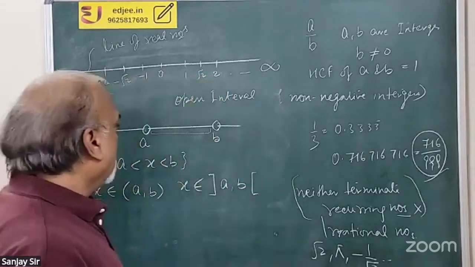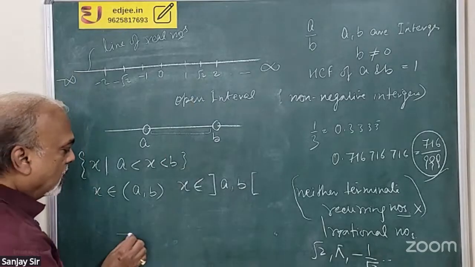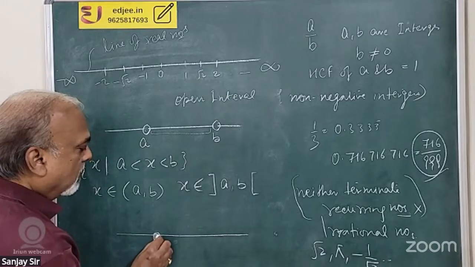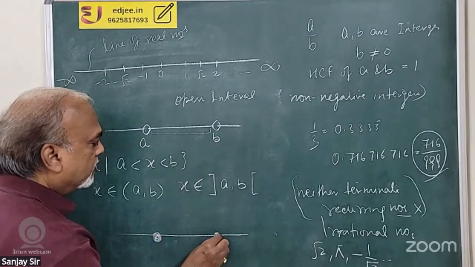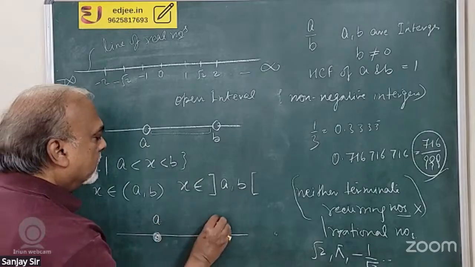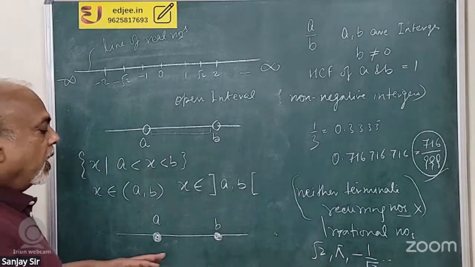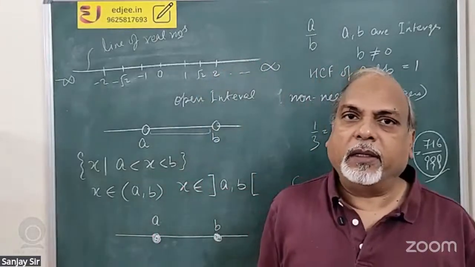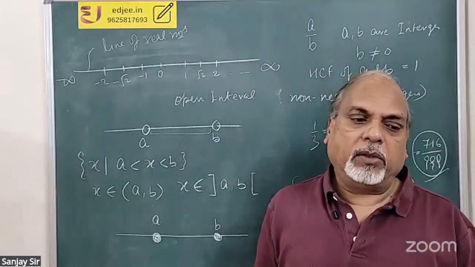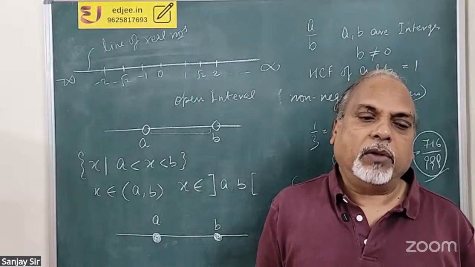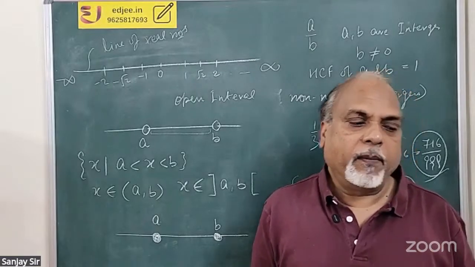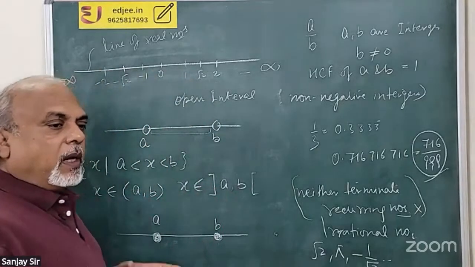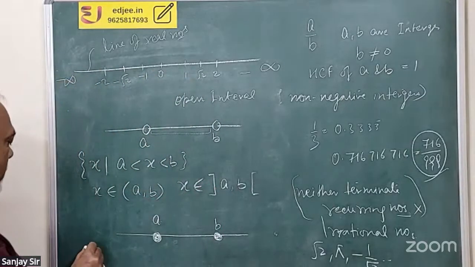Now, suppose if I darken it, that means the set of the solution contains A and B also. It is not excluding, it is including A and B. And this can be represented like this.